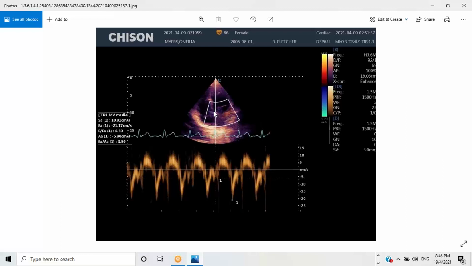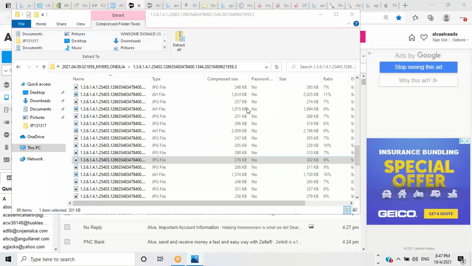In diastole, the mitral annulus is going to move downwards. There are two diastolic components. You have an E prime and an A prime. So this is what we call tissue Doppler imaging. You're actually looking at the movement of the tissue at the mitral annular level. A systolic component, S prime, and two diastolic components, E prime and A prime. Tissue Doppler imaging.